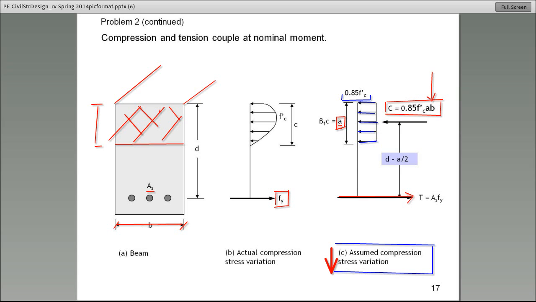So there it is. Let's go all the way to the right-hand side of this page, and there it is, total force. The total force in tension that we gain from the steel is simply equal to A sub S, the total area of the steel, times the yield stress of the steel.